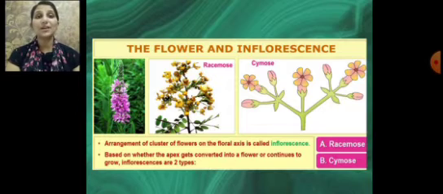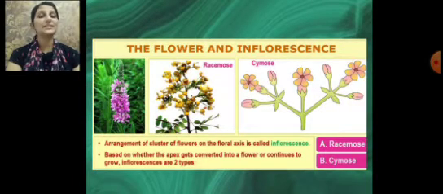Whereas some flowers we can see are in the form of a cluster of flowers. And such a cluster of flowers arranged on the floral axis is called an inflorescence. The arrangement of a cluster of flowers on the floral axis is called an inflorescence. Based upon whether the apex of the floral axis gets converted into a flower or it continues to grow, there are two types of inflorescence.